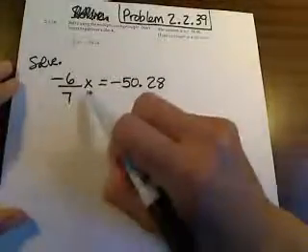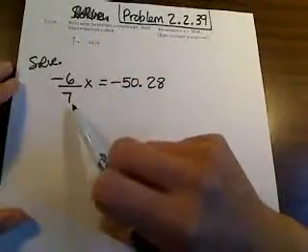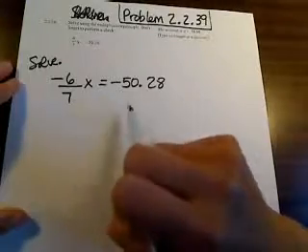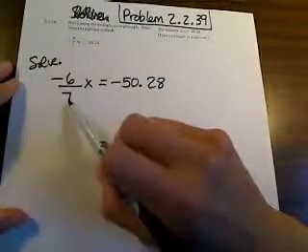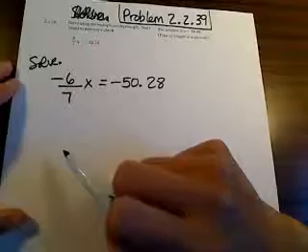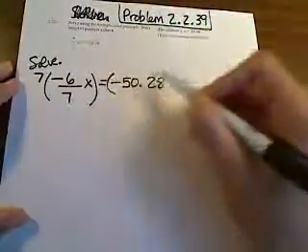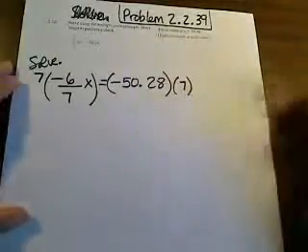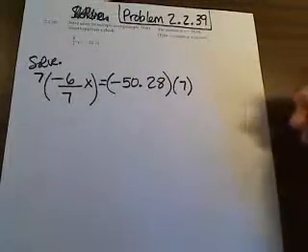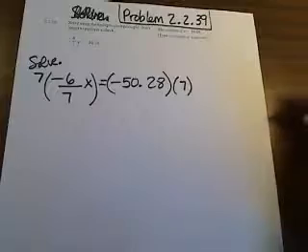So the idea of clearing fractions is that we're going to identify the common denominator for all denominators in the problem, and the only denominator that we have in this problem is a 7. So the common denominator is a 7. So what I'm going to do is multiply both sides of the equation by 7, and that will clear the fraction. Okay.